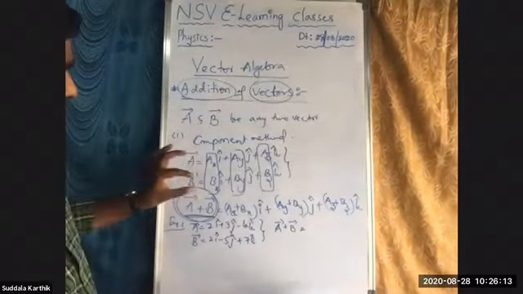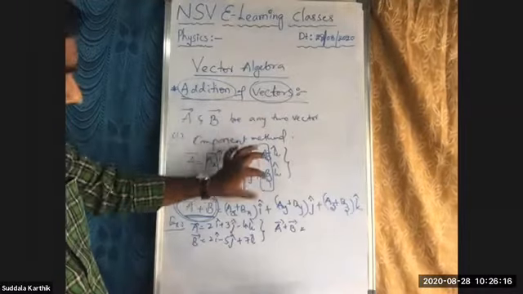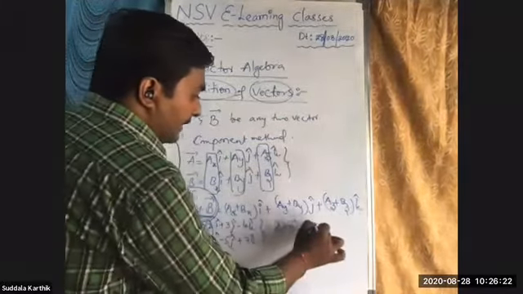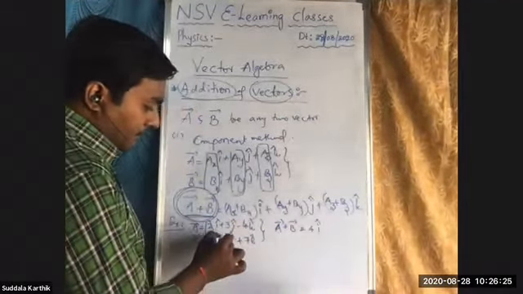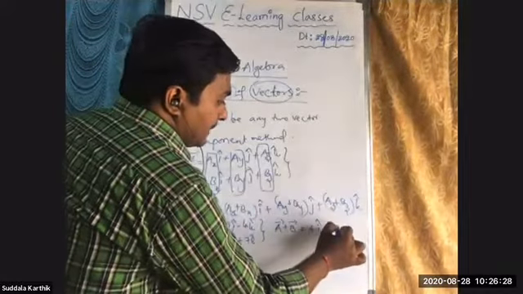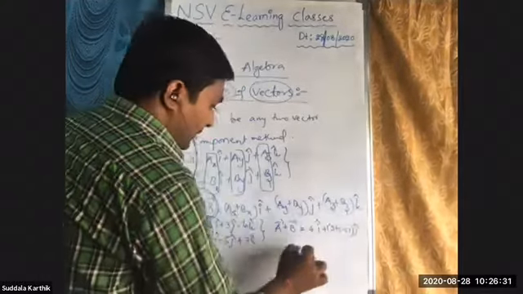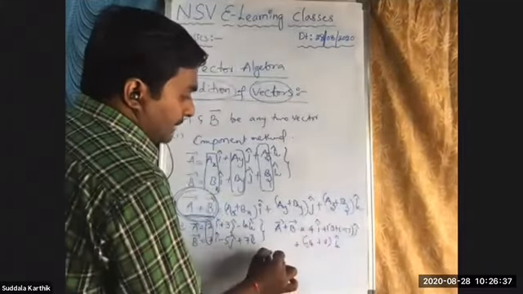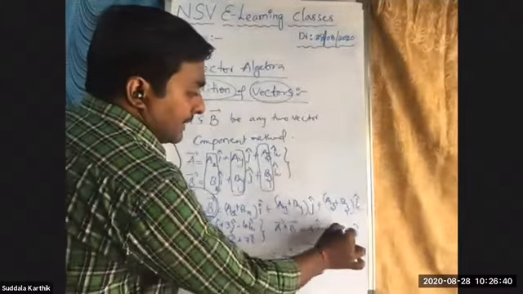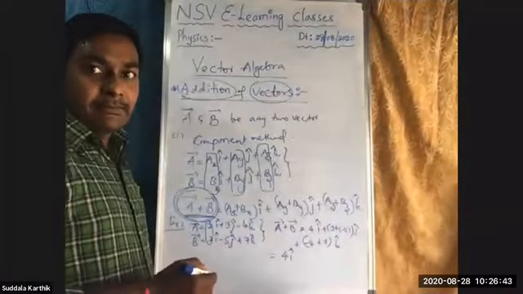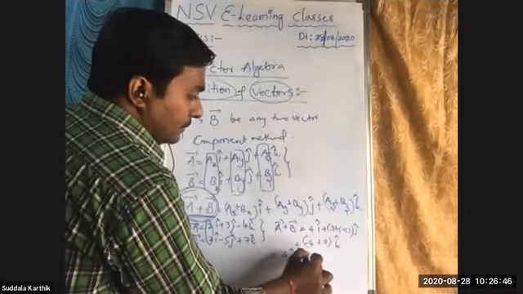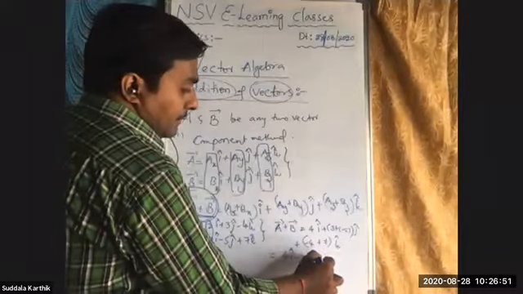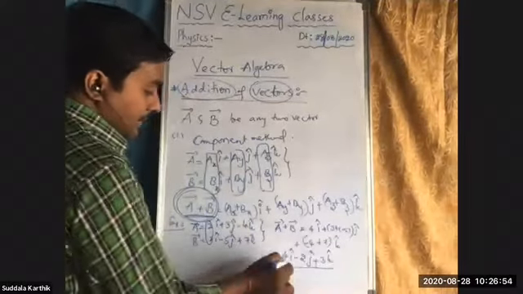For that, I want to add the components ax and bx, ay and by, az and bz. So 2 plus 2 equals 4, the common term being i cap. Then 3 plus minus 5 for j cap, and minus 4 plus 7 for k cap. So that equals 4i cap, then 3 minus 5, which is minus 2 j cap, and after that minus 4 plus 7, which is plus 3 k cap. So this is the addition of these two vectors.